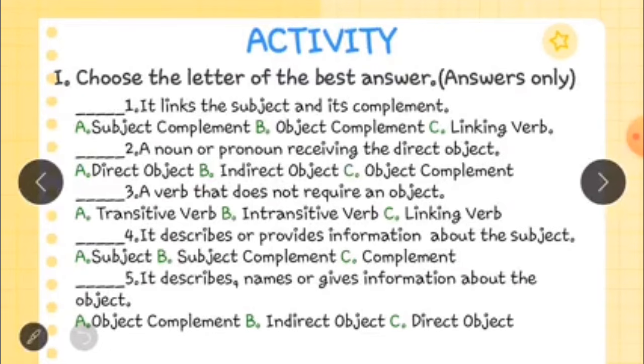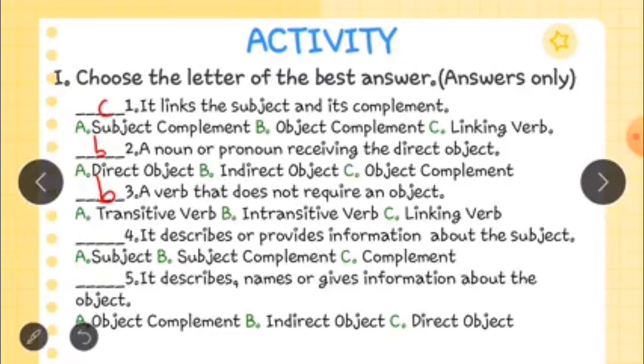Let's check your work. Number 1. It links the subject in its complement. The answer is letter C, linking verb. Number 2. A noun or pronoun receiving the direct object. The answer is letter B, indirect object. Number 3. A verb that does not require an object. The answer is B again, intransitive verb.